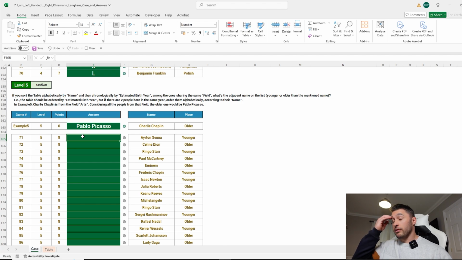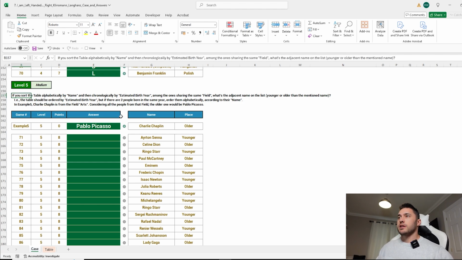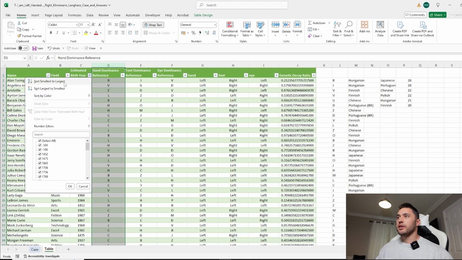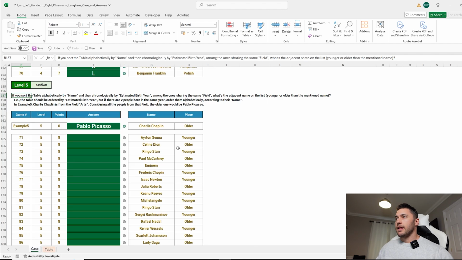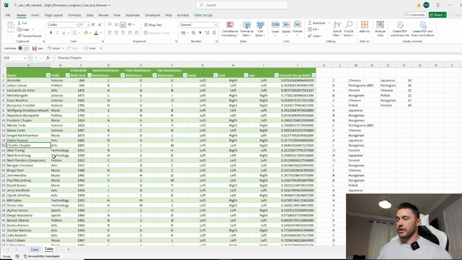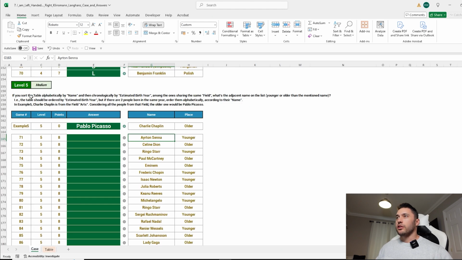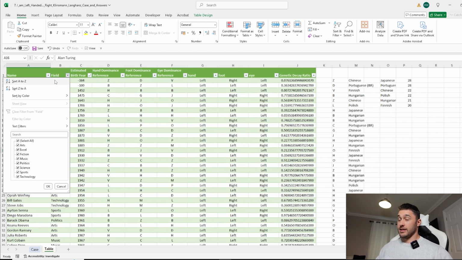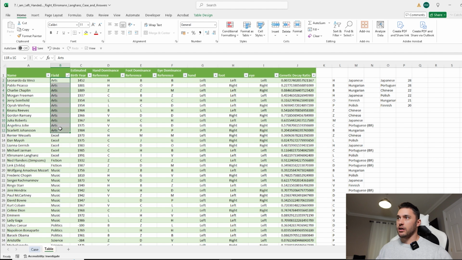Okay, this question I had trouble with in the real case as well. So this is saying if you sort the table alphabetically by name and then chronologically by birth year, then it's asking to find a person that's adjacent in the list. So if it's Charlie Chaplin, it's arts, it's either going to ask you to go up or down. It's also asking you to keep it in the same field. So the final thing you actually need to do is filter A to Z on field. So now we have everyone in arts, and they are arranged by birth year, and if the birth year is the same, then they are arranged alphabetically.